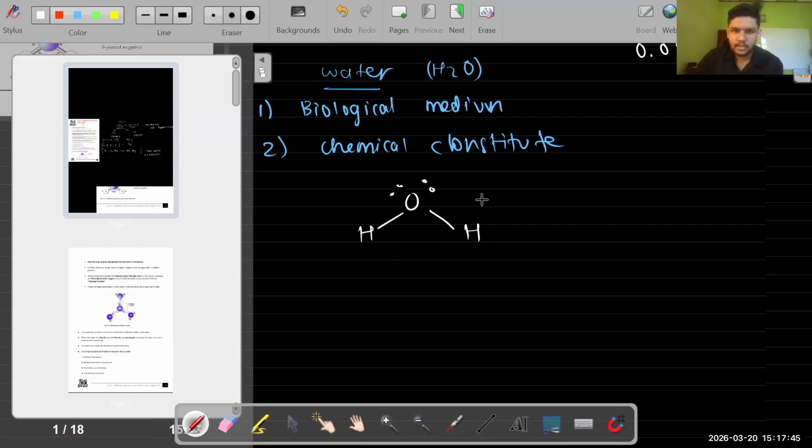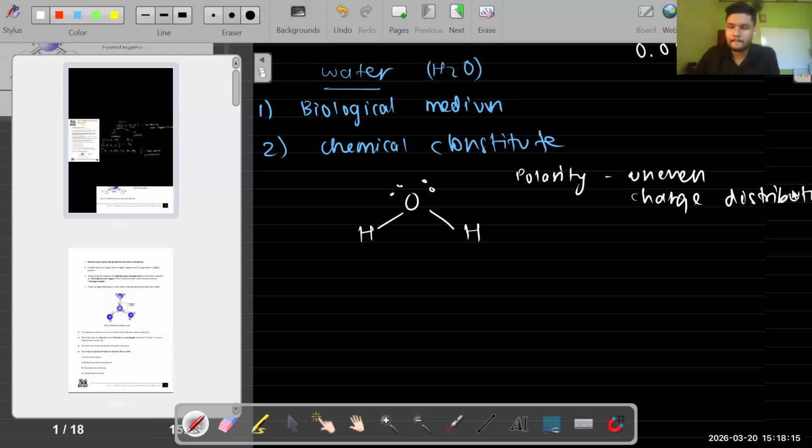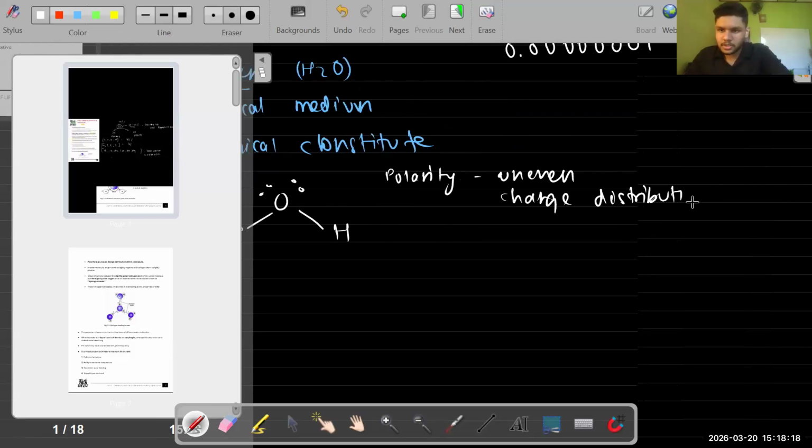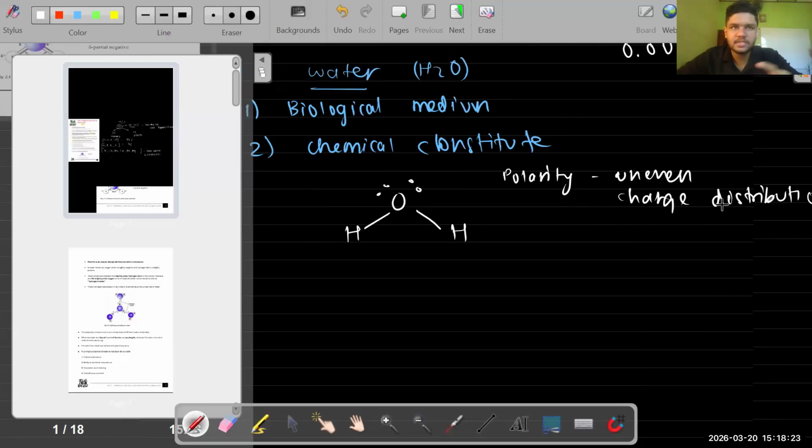This water molecule, I said in last week's class, has polarity. You might ask, so what is polarity? I taught this last week, so just as a revision, I'll give some information about that also. Polarity means a charge distribution. Polarity means uneven charge distribution. Definition wise, we can understand it's an uneven charge distribution.